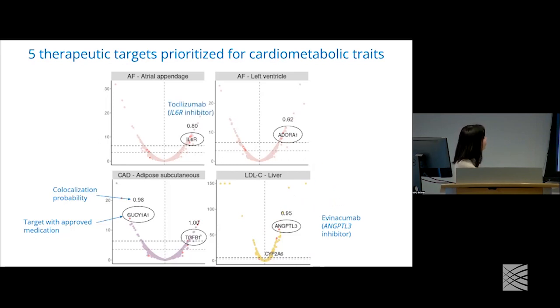Another example is the IL-6R gene. IL-6R inhibitor is approved to treat a group of autoimmune diseases, and atrial fibrillation is not in the list of approved indications. However, inflammation has long been hypothesized to be a risk factor for cardiovascular diseases, including atrial fibrillation. So we think this may be a potential drug repurposing opportunity for atrial fibrillation.